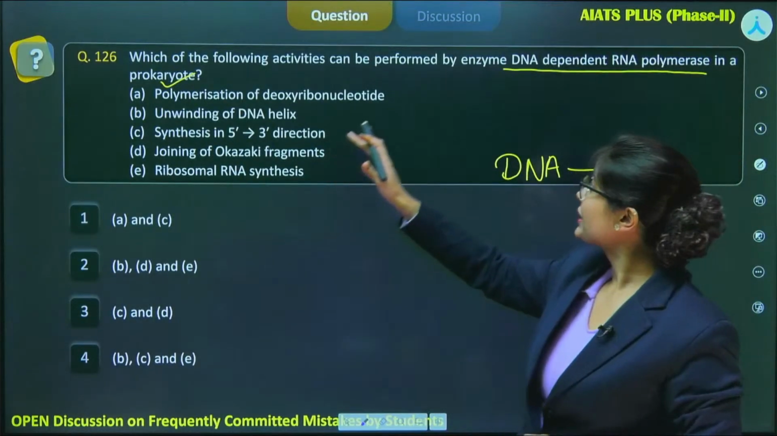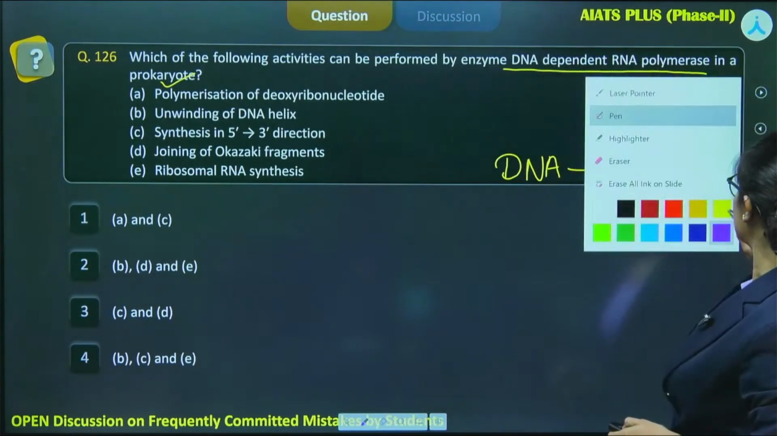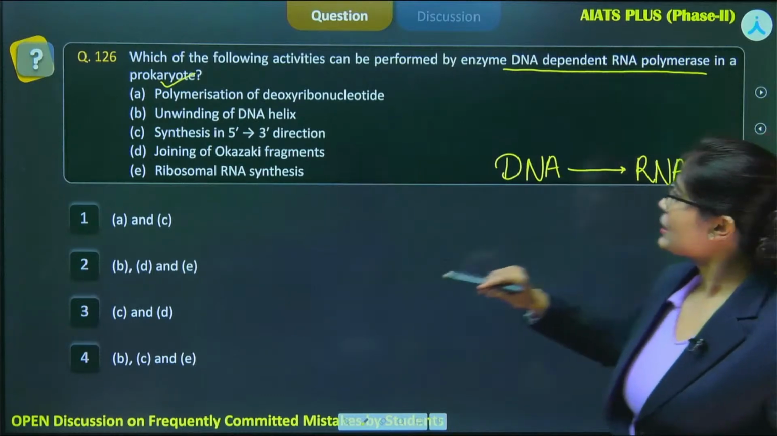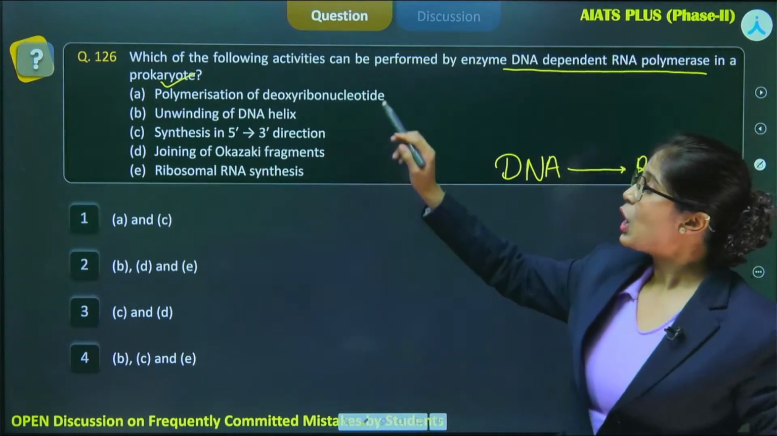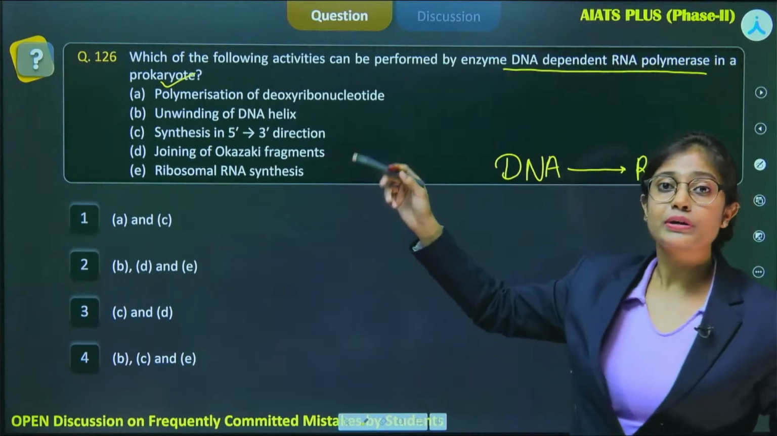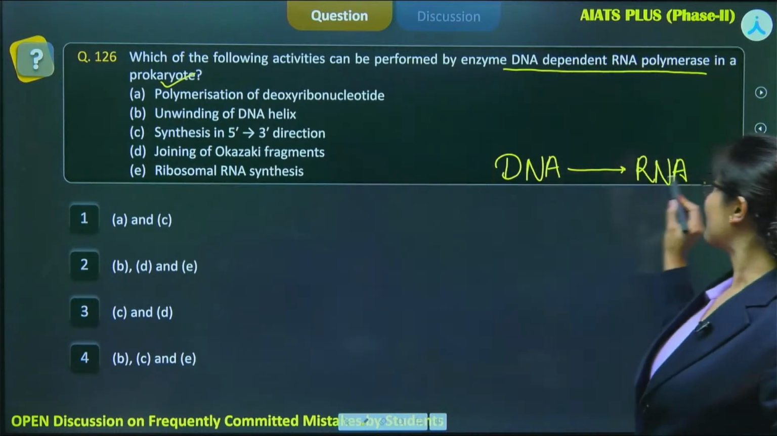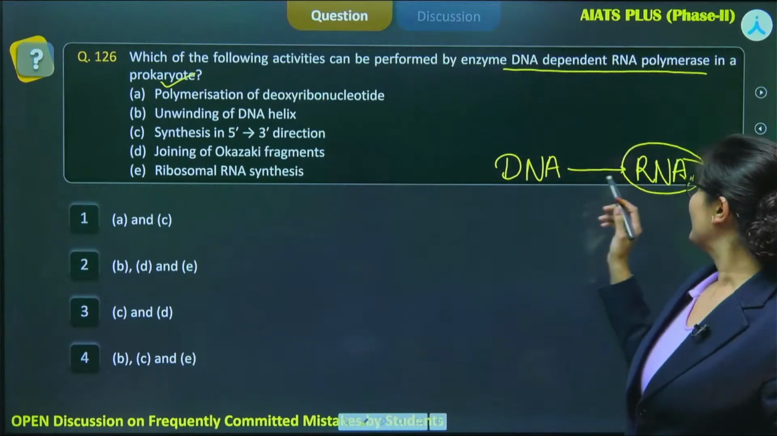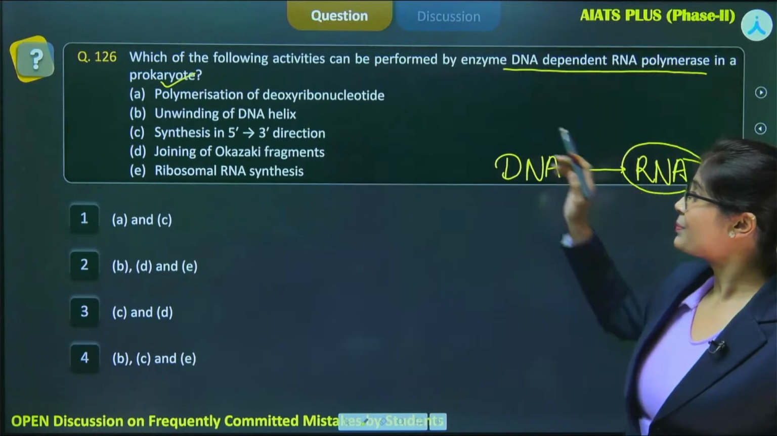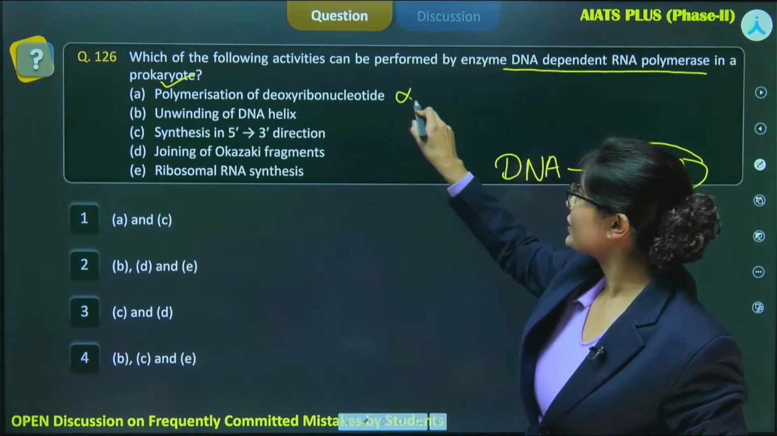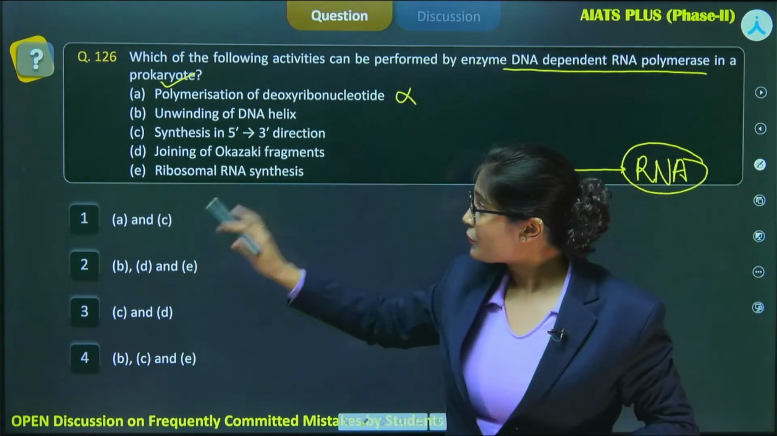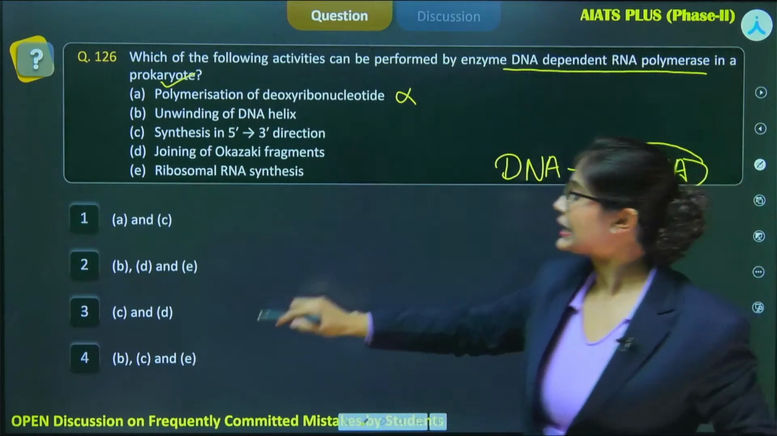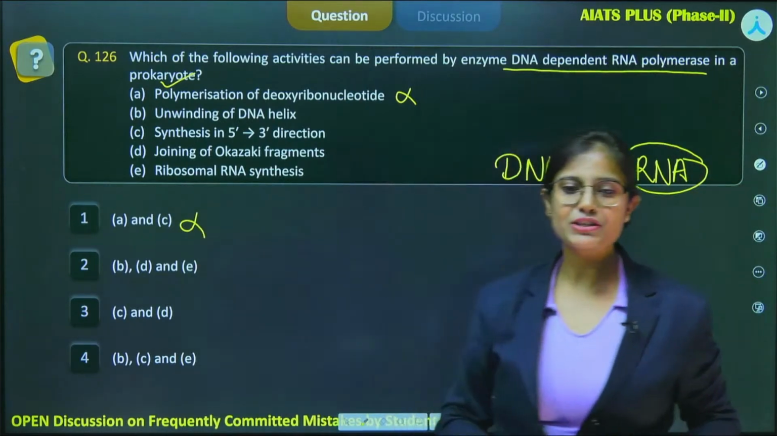So these are the activities which are shown by DNA dependent RNA polymerase. First activity is polymerization of deoxyribonucleotide. Here the formation of RNA is taking place, that means polymerization of ribonucleotide. So this is incorrect. So from this I can rule out the option which will contain A, that means option number 1.